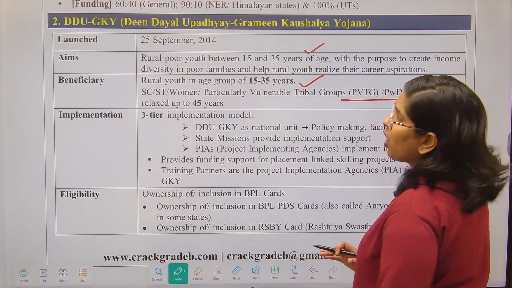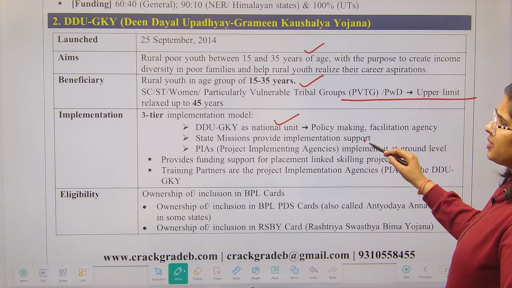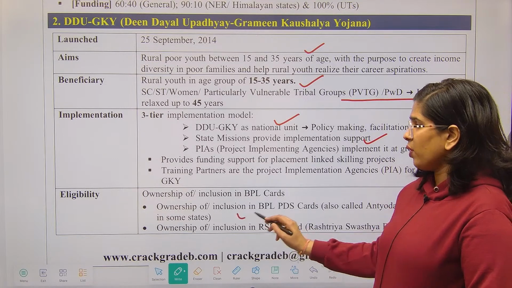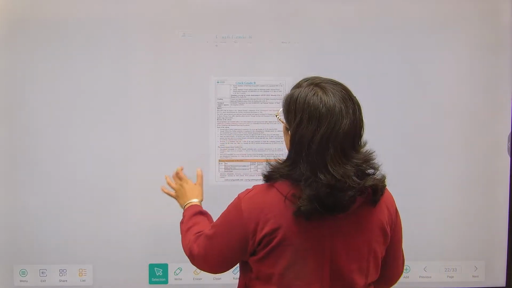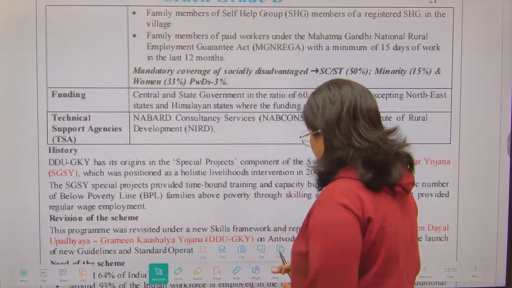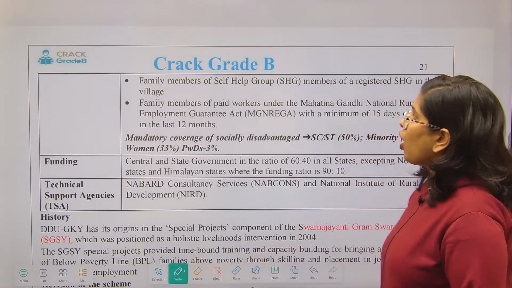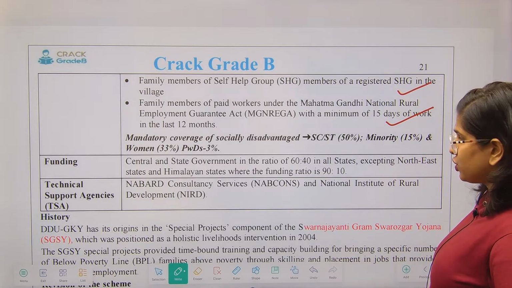Then implementation, if we talk about the three-tier implementation model, there is a national unit, then there is a state mission, then there are project implementing agencies. Who is eligible for it? If you are owning and included in the BPL PDS card, then ownership or inclusion in the Rashtriya Swasthya Bima Yojana. So if there is this kind of inclusion, then you are eligible under this for the skill development. Who else is a beneficiary? So let us see this. Family members of self-help groups, right? Family members of MGNREGA with a minimum 15 days of work in the last 12 months.